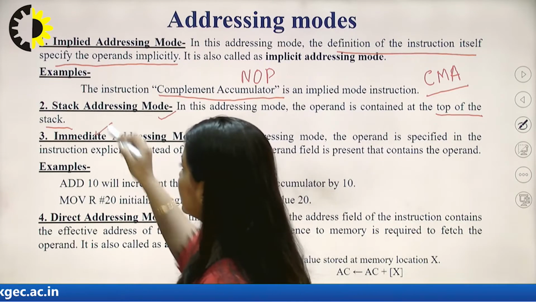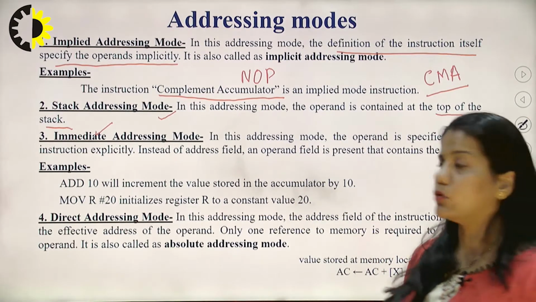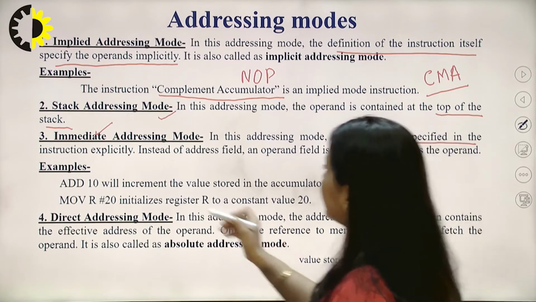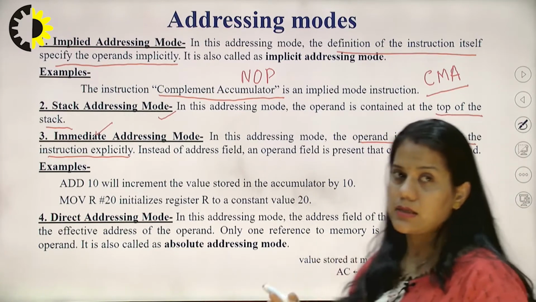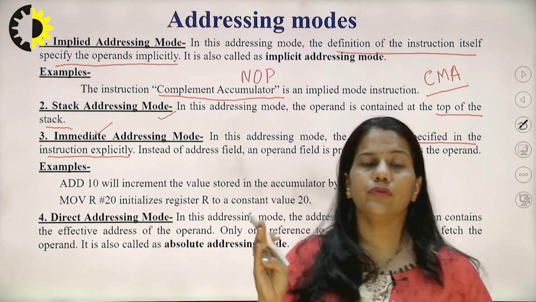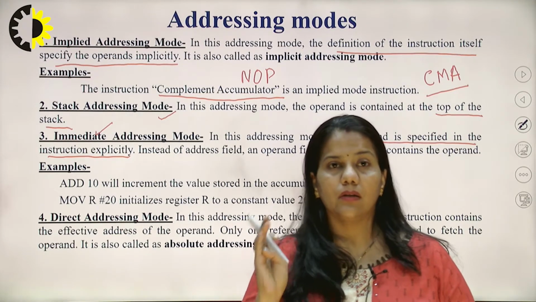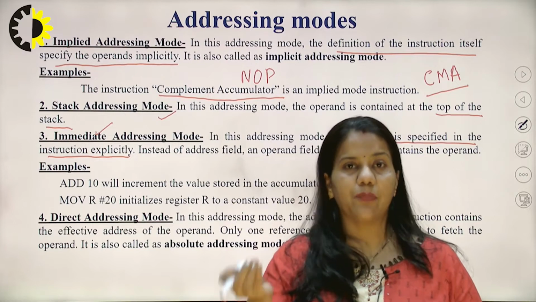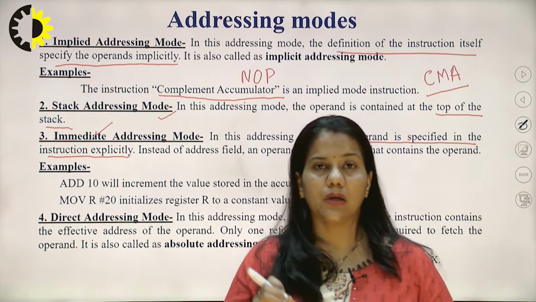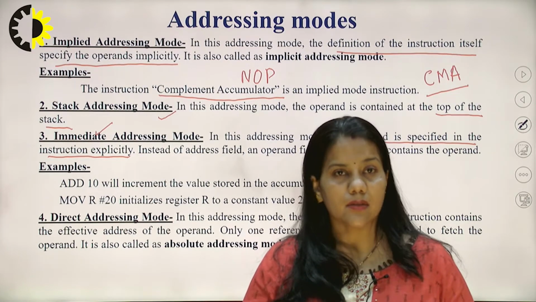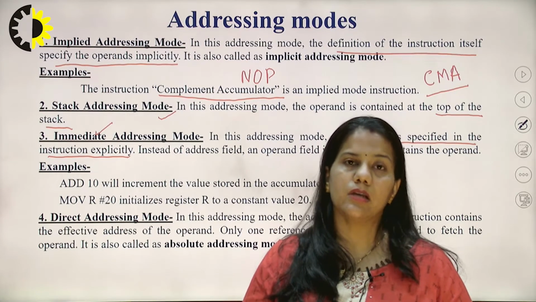Immediate means the data is immediately specified in the instruction. So in this addressing mode, the operand is specified in the instruction explicitly. Means that in this case there is no presence of a register, there is not any presence of a memory address, but the operand is itself present in the instruction. That is known as the immediate addressing mode. Why immediate? Because there is no need of accessing any register, there is no need of accessing any memory, since immediately the data is available.